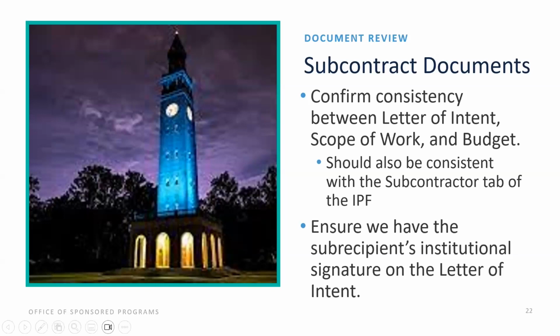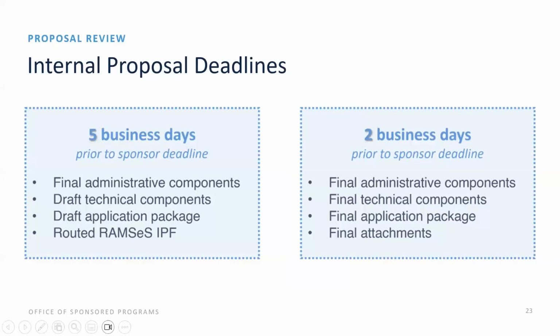Next page, please. And then our internal proposal deadlines. We have a process, and on our end, when we're getting an IPF with all these attachments, we need to have adequate time to review all this information to make sure that it is accurate and consistent. Within 5 business days, you need to have that IPF routed. It needs to have your draft budget, your scope of work, your budget justification, and any other required documents based on the mechanism that's being applied for to be reviewed.